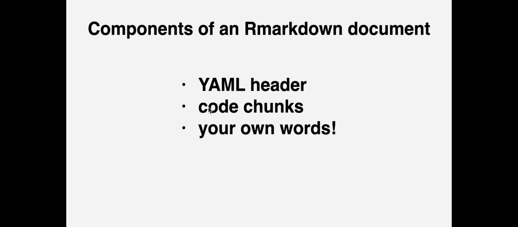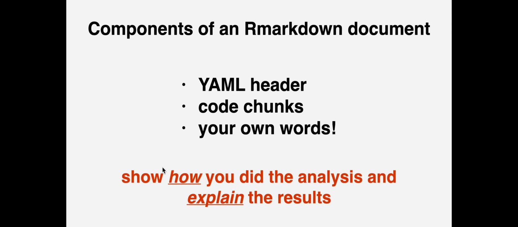Obviously, the other key element of an R Markdown document is the code. We're going to work with these code chunks. You've already been working with the concept of a code chunk throughout the course, but now you're going to see how it relates to an R Markdown document. And then lastly, you have to put in your own words, right? So a key part of any R Markdown document is not just the code and the outputs that that code produces, but your description of what you're doing and why. So a good R Markdown document should not just show how you did the analysis, but it should also explain the results and why you did the analysis. You can think of this as your electronic lab notebook.